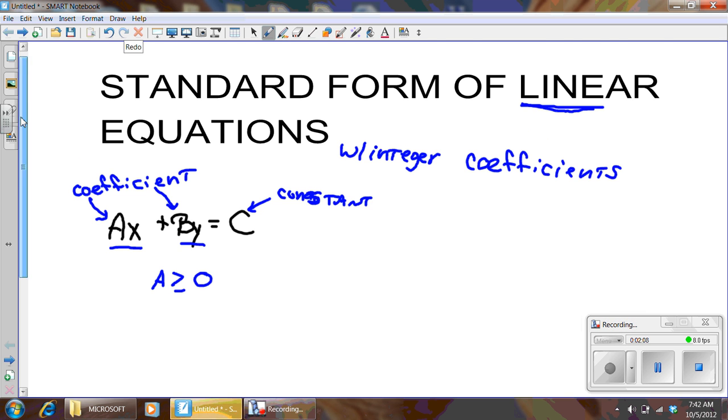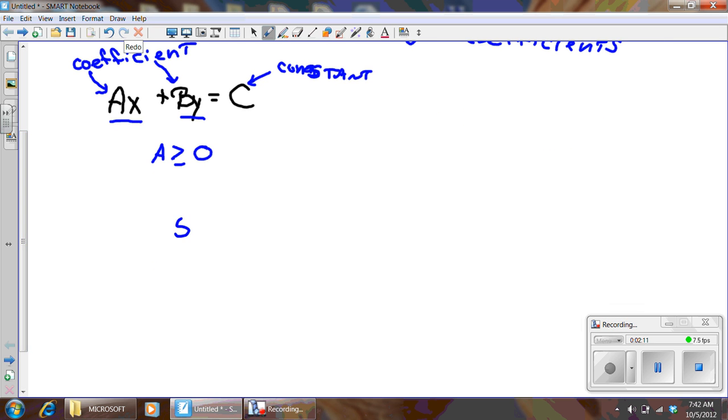So if I have an equation like this, 5x plus 2y equals 7, that is standard form of a linear equation. X and y are on the same side. The a coefficient is positive. C is on the opposite side. This one, however, is not in standard form because x and y are not on the same side.